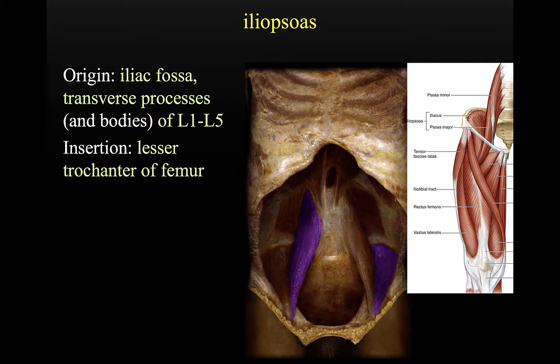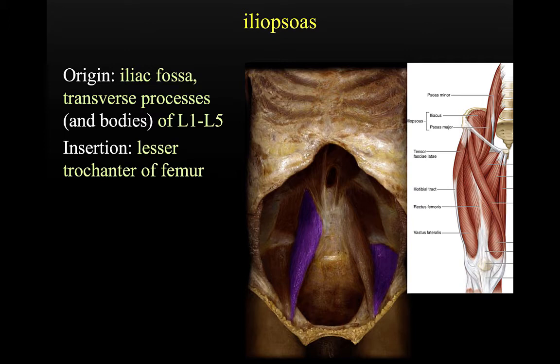But together these form the iliopsoas, having an origin in the iliac fossa for the iliacus portion of this, and on the transverse processes of L1 through L5 for the psoas major portion of this. And the insertion of this is going to be on the lesser trochanter of the femur.